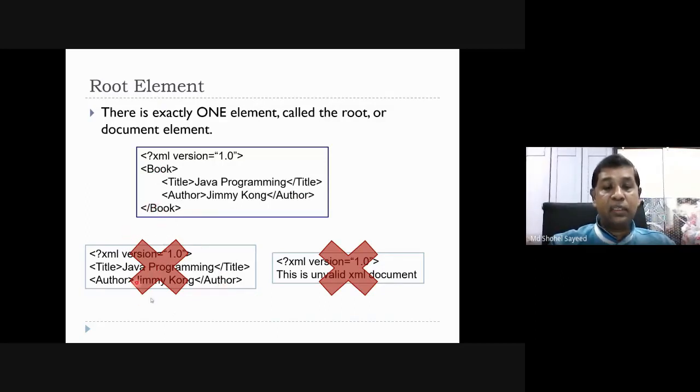This is actually not properly documented with a root element. Look here. There is no root element here. The XML version is okay. Next one, title and author. So where is the root element? There is no root element, so this cannot be a valid XML document. Next example: of course, you can see the first line is okay, the declaration is okay, but on the second line there are no tags, so it cannot be a valid element. There is no root element.